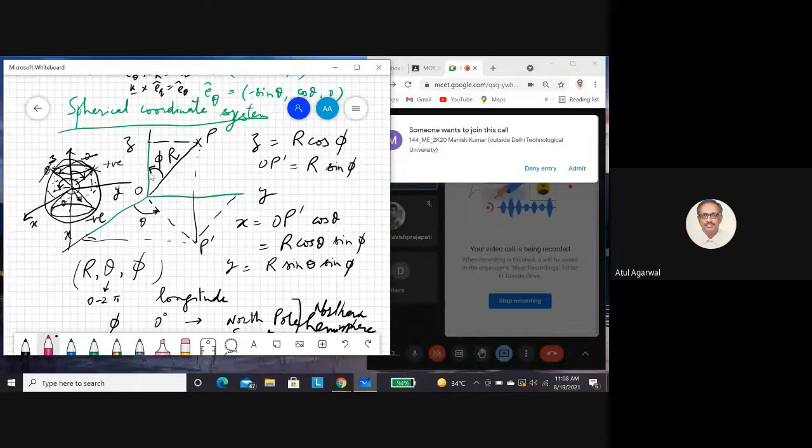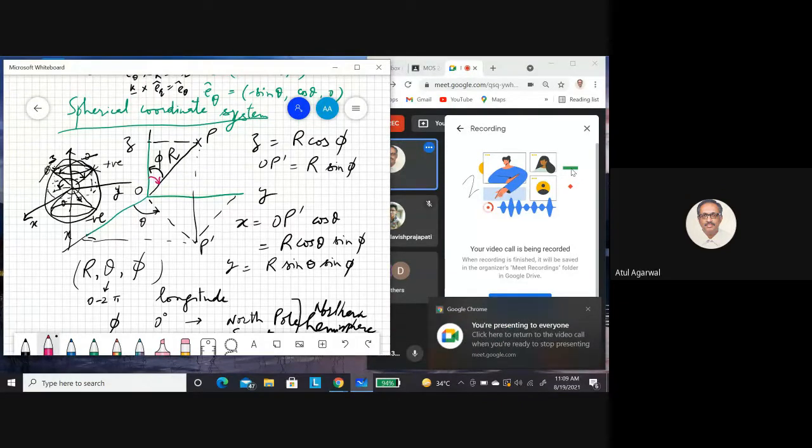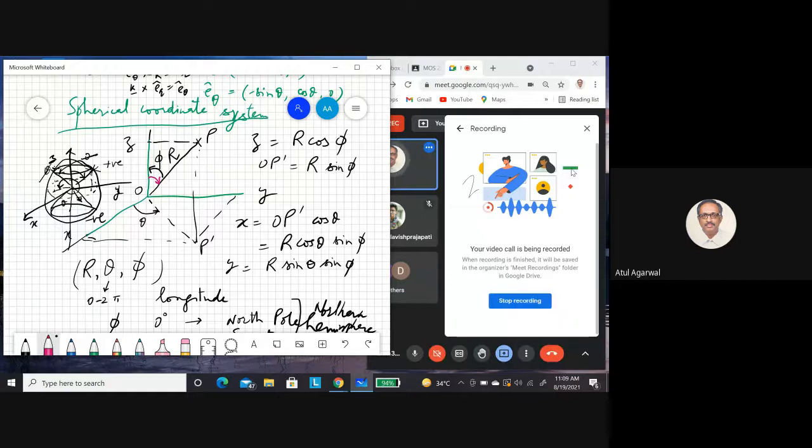I should have shown the angle in the opposite direction. So instead of phi being like this, you measure like this, or you can measure with the horizontal plane. With the horizontal plane, it will be 90 minus phi. If you are taking latitude, then it is measured from the horizontal plane. So you see the equatorial plane has 0 degree latitude and your pole has 90 degree latitude.